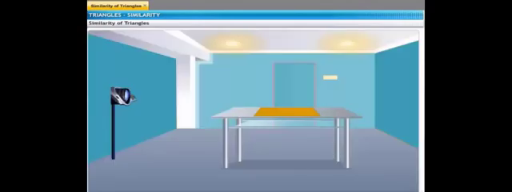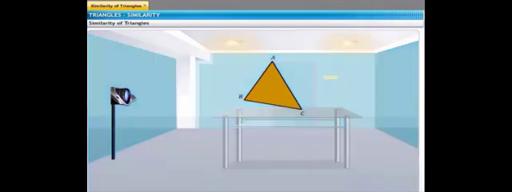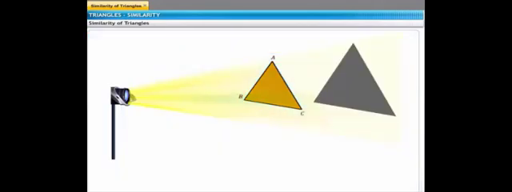To better understand the property of the similarity in triangles, let's perform a small activity. Cut a triangular-shaped piece of cardboard. Let's call this triangle ABC. Now hold it between a light bulb and the wall. Can you see the shadow of the triangle? It is an enlargement or magnification of the cardboard triangle because light propagates in a straight line.